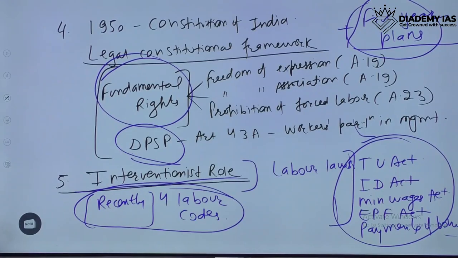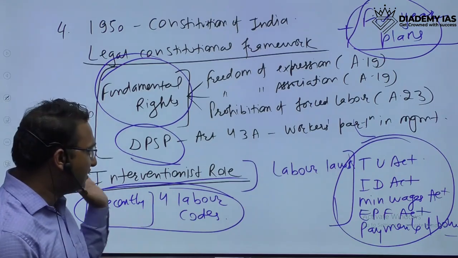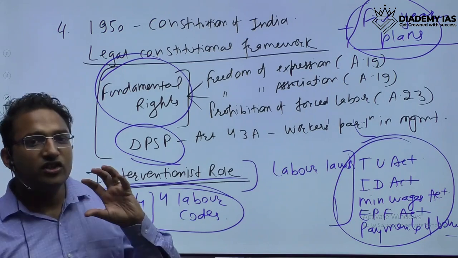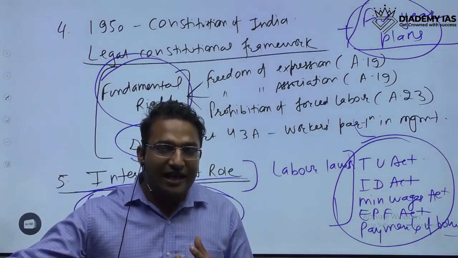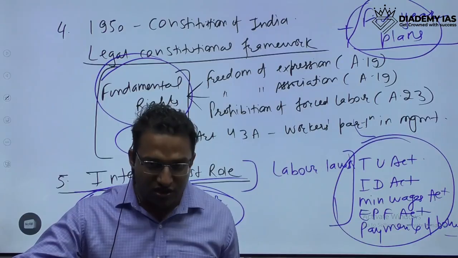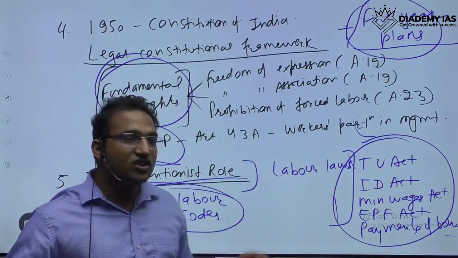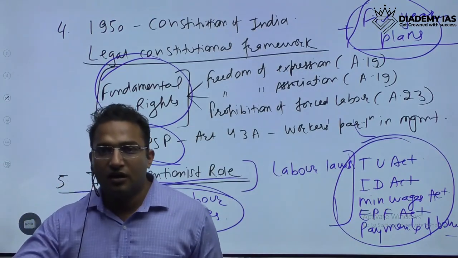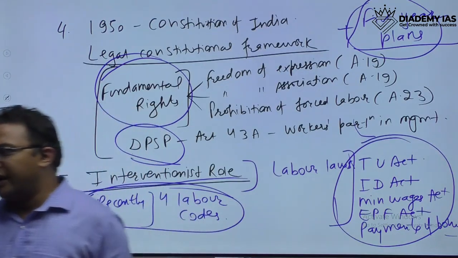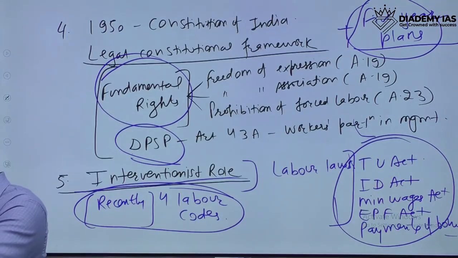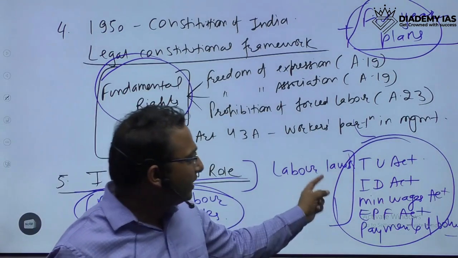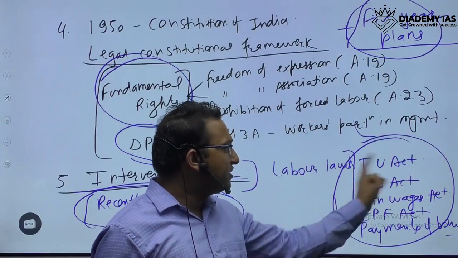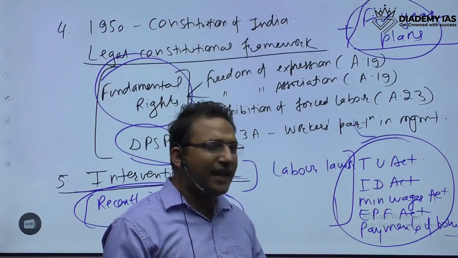Then we have the Constitution of India, the fundamental rights and the DPSP, right? Then the fifth role is the interventionist role. In the interventionist role, the state is working through various legislations, which you are already reading and understanding in the labor law classes. These laws are the Trade Union Act, the Industrial Disputes Act, the Minimum Wages Act, the EPF Act, the Payment of Bonus Act, and many other laws.